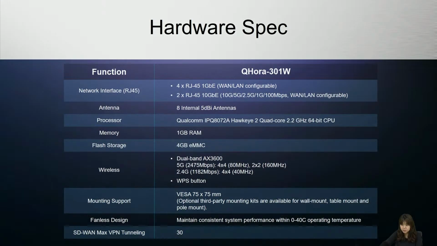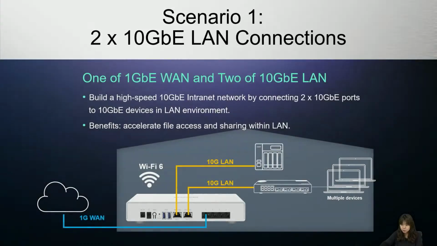Here's some more about the hardware spec and how to use the 2 of the 10 gig ports. You can set both 10 gig ports to be WAN. This way, when you need high-speed routing or backup or data transmission, sometimes you have more people in your home offices accessing the same servers or doing data backup. If you set both 10 gig ports as LAN ports, it's easier for you to achieve higher speed backup and file sharing in the LAN environment.